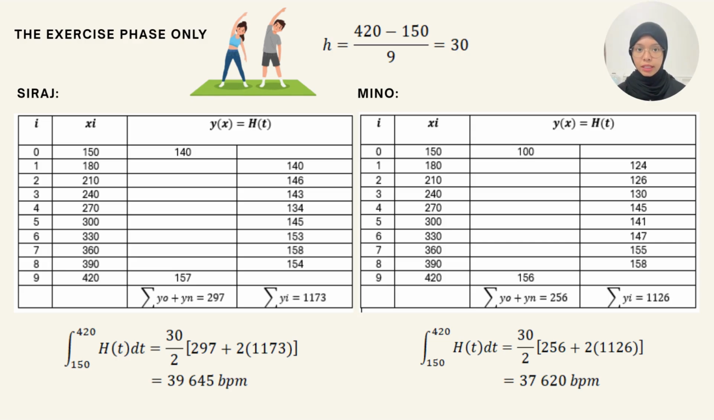For Siraj, the calculated total heart rate response during exercise is 39645 beats per minute. For Mino, using the same method and time interval, the total heart rate response during exercise is 37620 beats per minute. This shows that Siraj's heart works slightly harder than Mino's during the exercise phase.